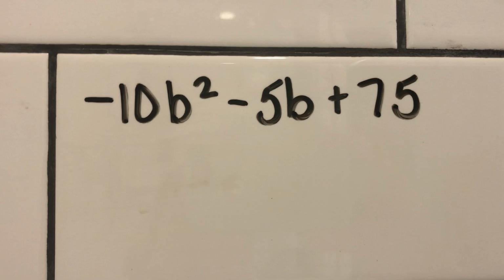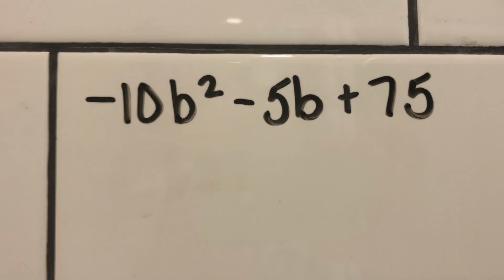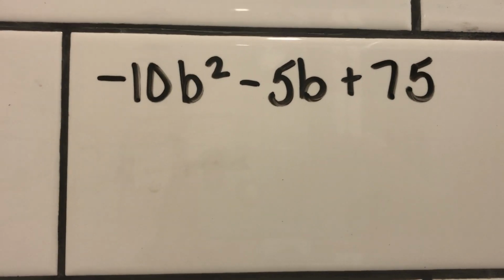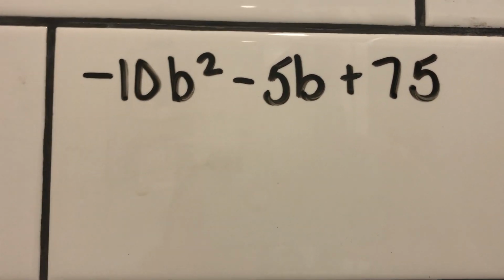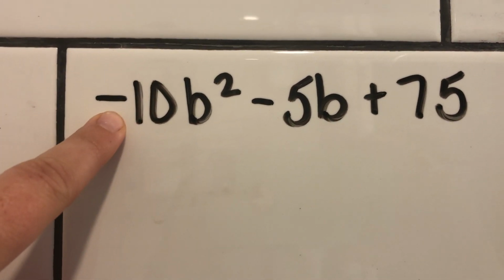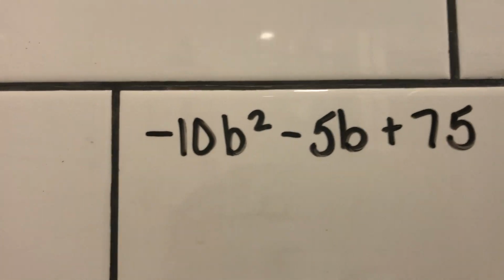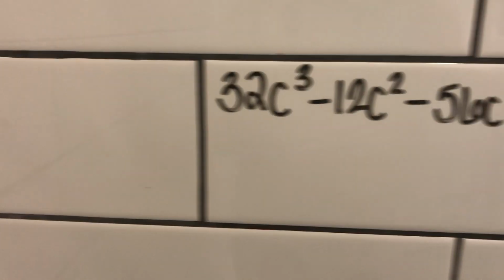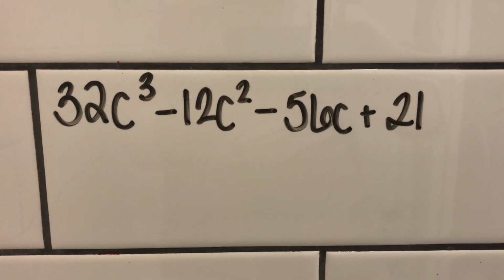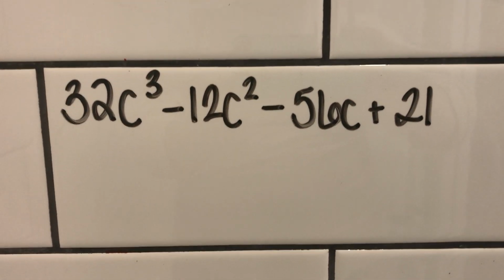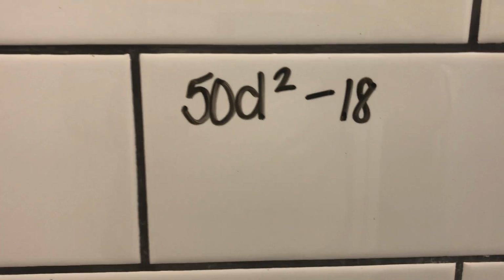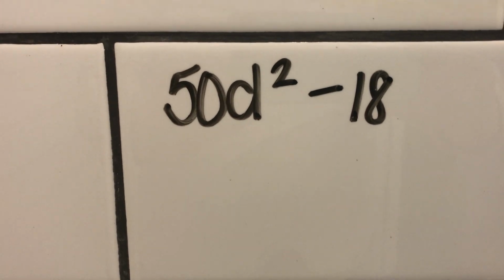The next one is negative 10b squared minus 5b plus 75. I want to give you a quick hint on this one. You want to make sure to factor out a negative number when you're doing your GCF to make your leftover leading coefficient positive. The next one is going to be 32c cubed minus 12c squared minus 56c plus 21. And last, we have 50d squared minus 18.